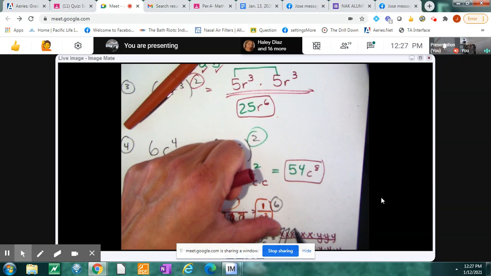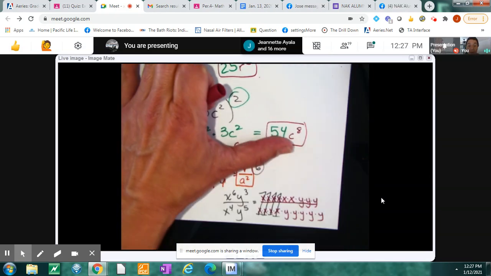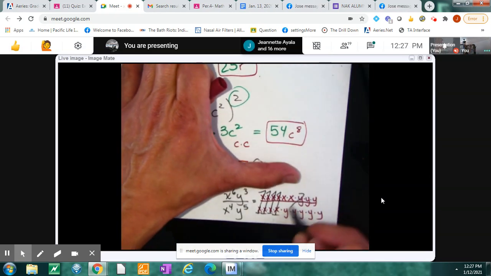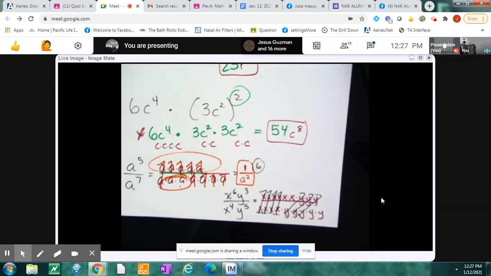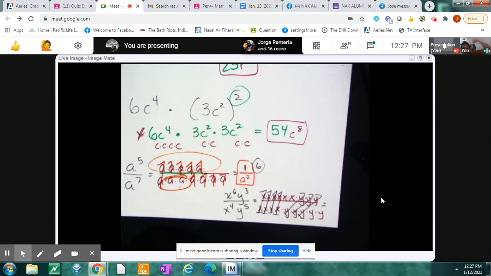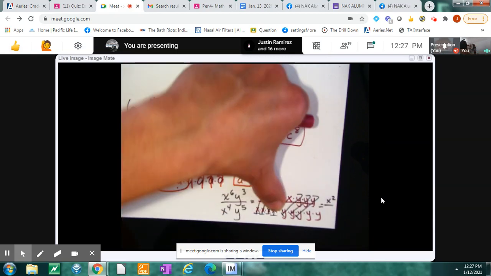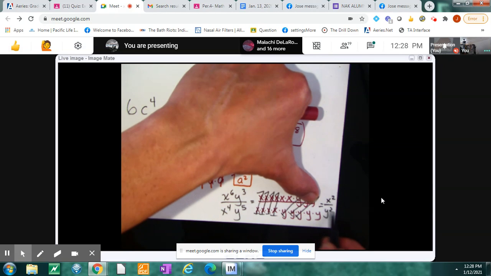X, X, X, X. No more. That's it. Now the Y's. All right, Y. All right, that's it. All right, so now what's on top? Now let's go ahead and use our fifths. Here we go. X times X is how many? X to the power of 2. Yeah. And on the bottom, Y times Y is Y to the power of 2.